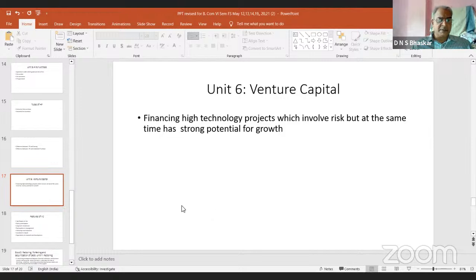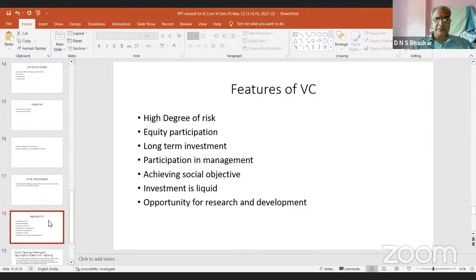In the case of the venture capital system, we normally provide equity capital assistance to support the funding of new concepts that involve high risk and, at the same time, very high growth and high potential. Then, the features of the venture capital system.